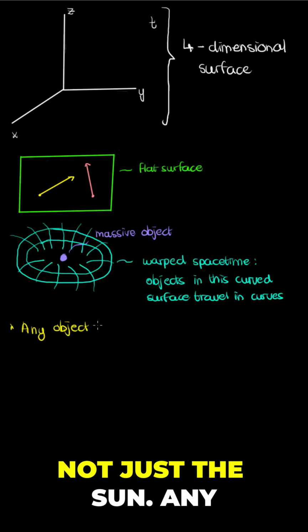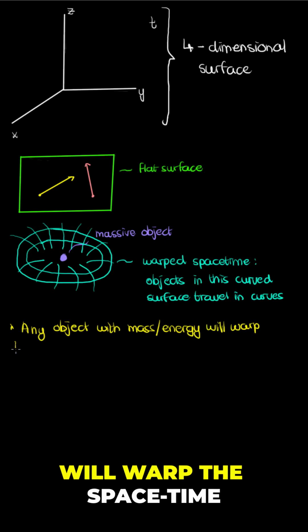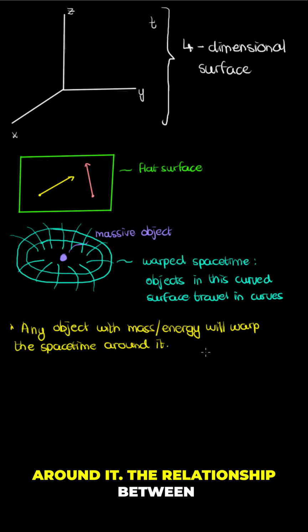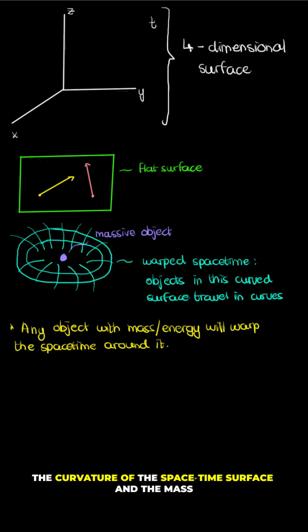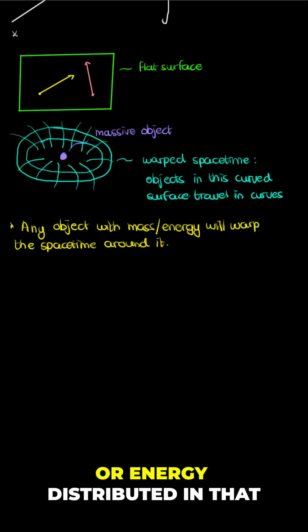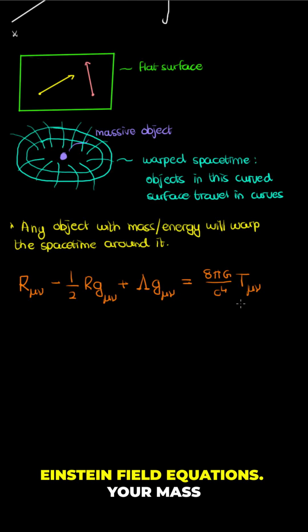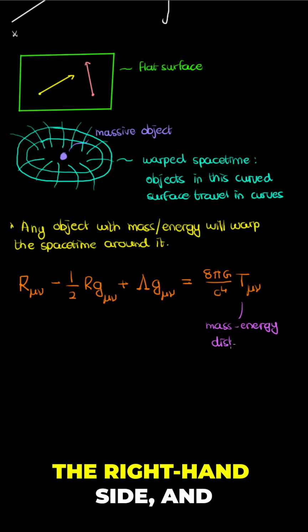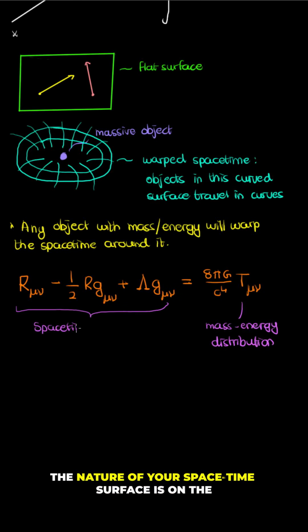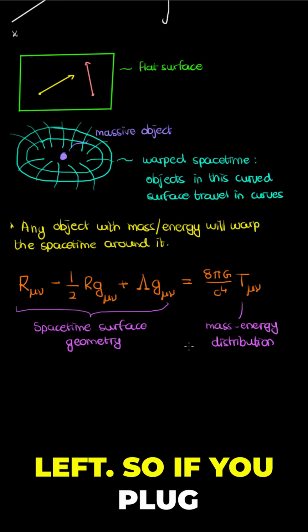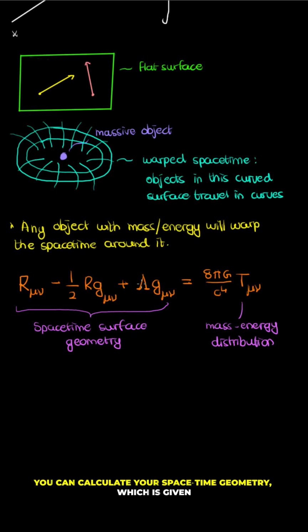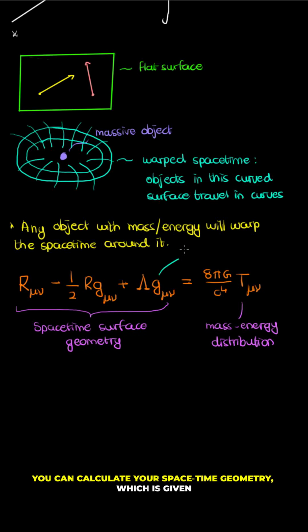And it's not just the sun. Any object with mass or energy will warp the space-time around it. The relationship between the curvature of the space-time surface and the mass or energy distributed in that surface is given by the Einstein field equations. Your mass and energy are found on the right-hand side, and the nature of your space-time surface is on the left. So if you plug in your mass-energy distribution, you can calculate your space-time geometry, which is given by this g, the metric tensor.